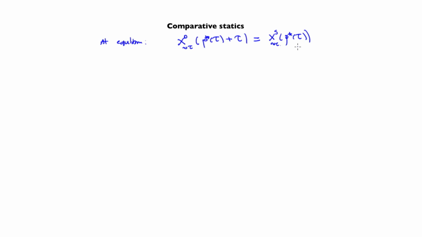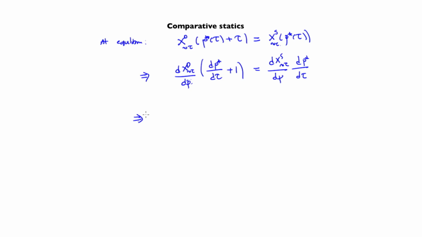Now, we can take derivatives on both sides with respect to tau, the tax, and we get that the derivative of the demand with respect to the price, times the derivative of what is inside with respect to tau, which is the derivative of P star with respect to tau plus 1, has to be equal to the derivative of the supply with respect to the price, times the derivative of P star with respect to tau.